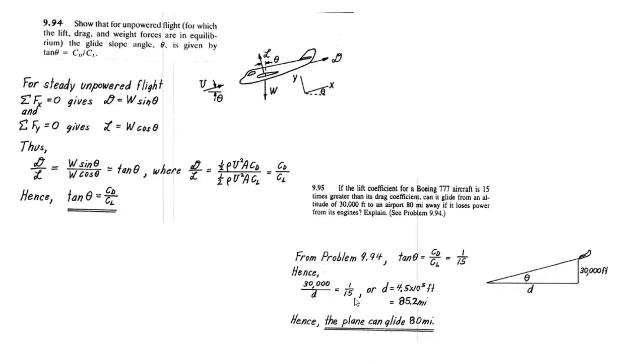Moving further, this is another very interesting, very simple numerical, but it will give you another perspective on lift and drag. We have shown that for an unpowered flight, meaning the engines have stopped, for which the lift, drag and weight forces are in equilibrium, the glide slope angle, which is the angle at which the aeroplane is approaching, is given by tan theta equals CD upon CL. So this is really important.